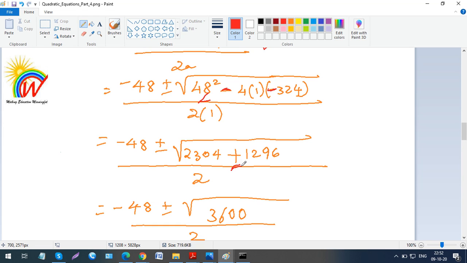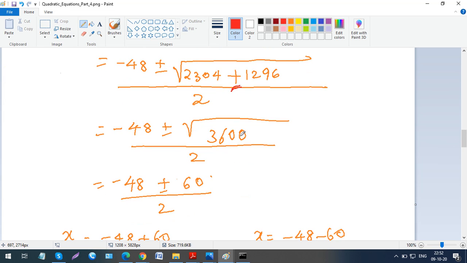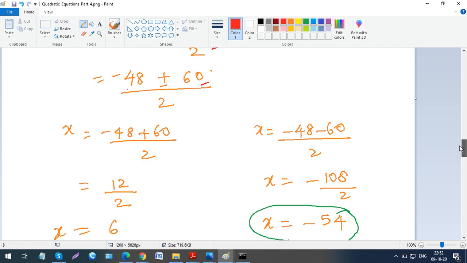Then inside the root, you get 3,600. So minus 48 will be kept as it is, plus or minus the square root of 3,600. The square root of 36 is 6, and 2 zeros could be taken as 10, so it is 60. Now you have two answers. One is minus 48 plus 60 by 2. The other one is minus 48 minus 60 by 2.